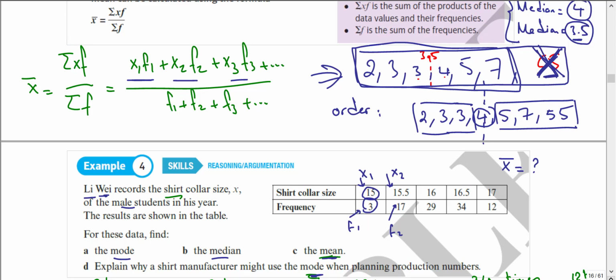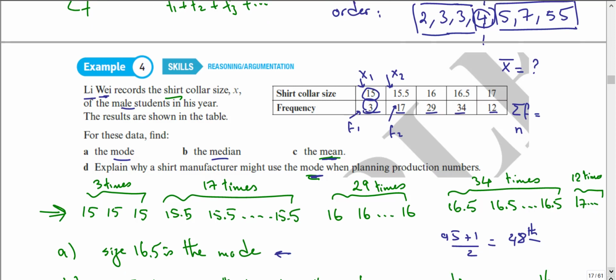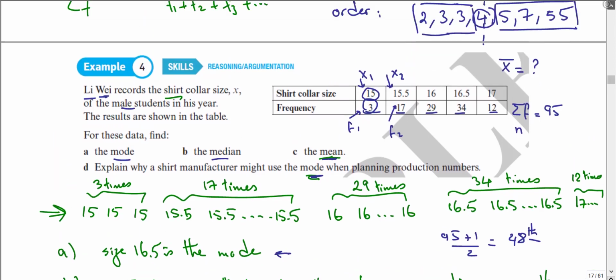And you divide by the total number of frequencies, which is sigma F. Sigma F here is like N. You know N? The number of values in the data set. Sigma F is the same as N. It's the same thing. So if you add 3, 17, 29, 34, and 12, you get the total sigma F. You understand? Are you following? Here, sigma F will be 95.